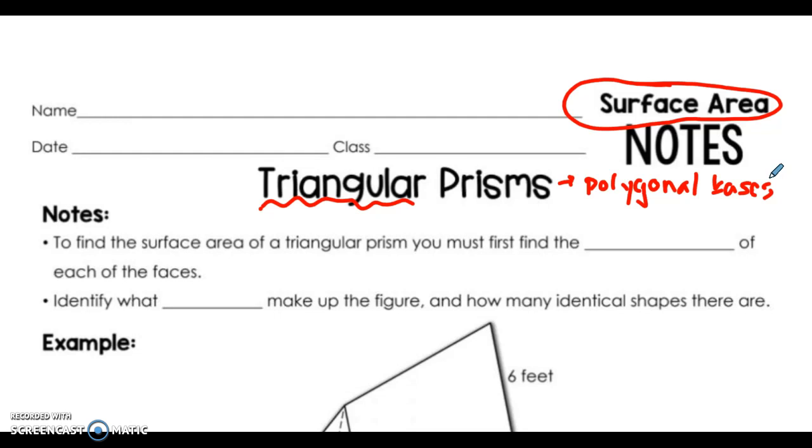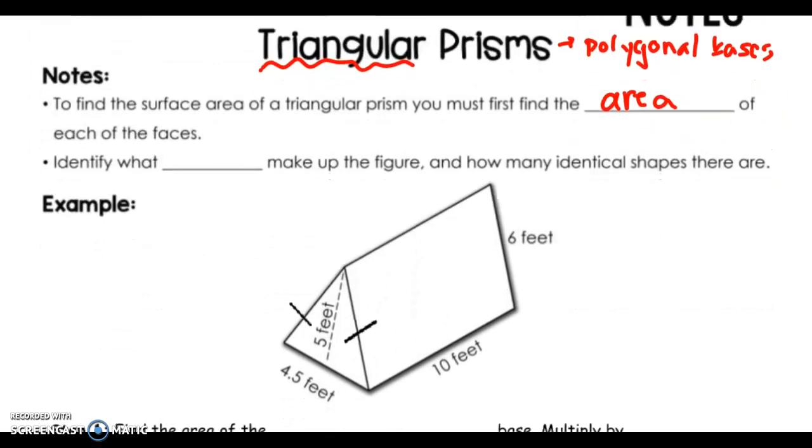So first and foremost, in order to find the surface area of a triangular prism, you must first find the area of each of the faces, and that's exactly what we talked about as we worked through rectangular prisms. We need to identify what shapes make up the figure and how many of them are identical, because as I said, right now we're talking triangular, but we will be looking at other prisms in the near future.